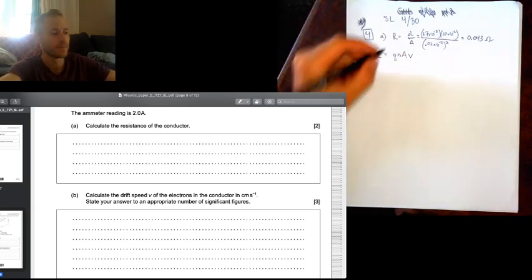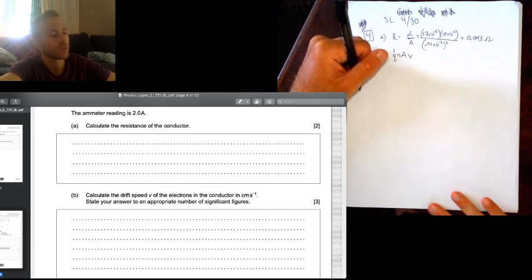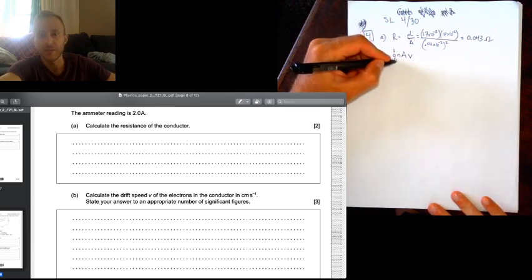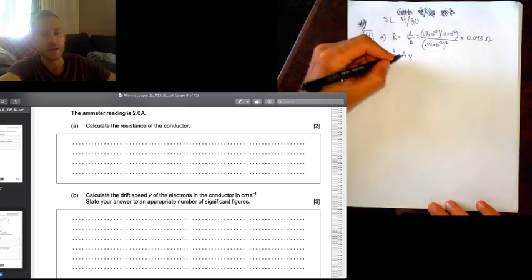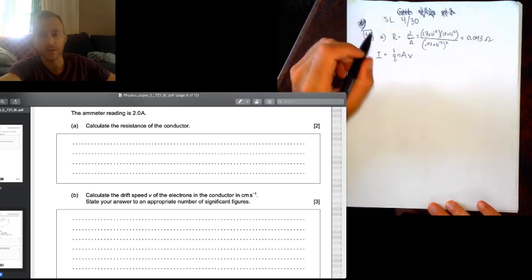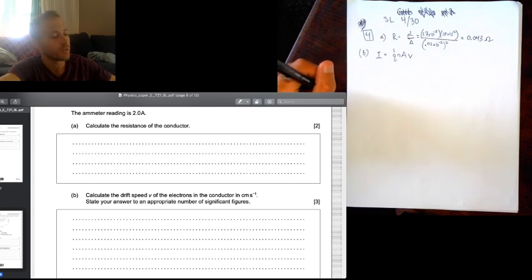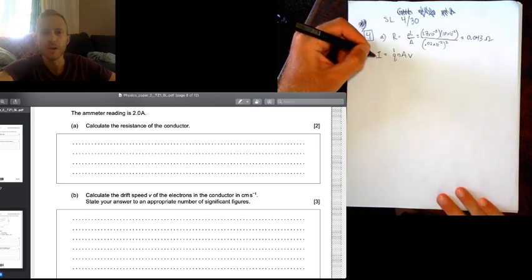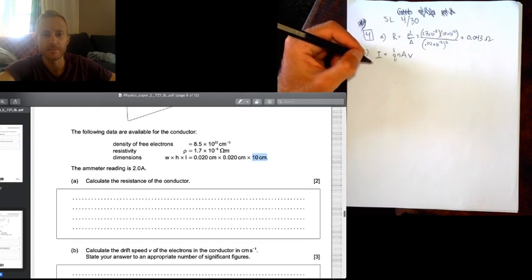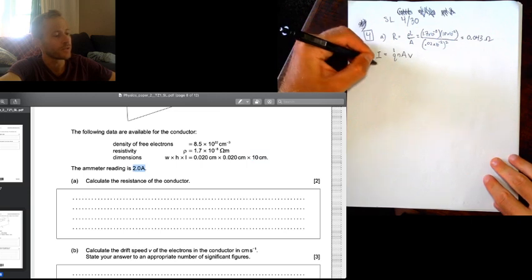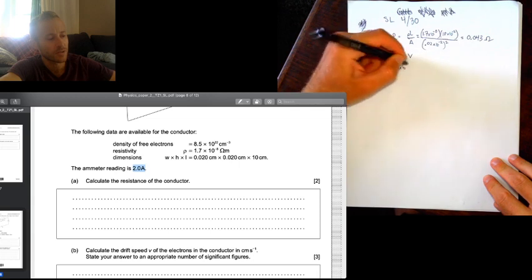QNAV, where Q is the charge of the charge carriers, which in this case are electrons, N is the density, the number of charge carriers per volume. A is the cross-sectional area of the conductor that the charge is going through, and then V is their so-called drift speed. So we're told that the ammeter is reading 2 amps. So my current is 2. The charge is electrons, 1.6 times 10 to the minus 19.